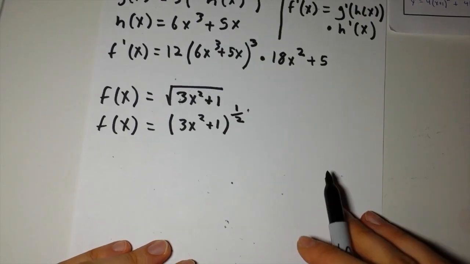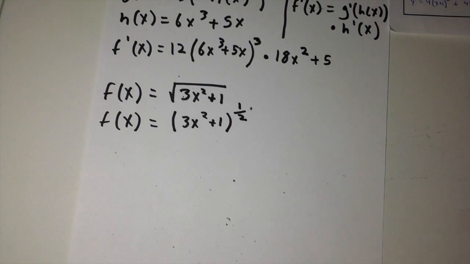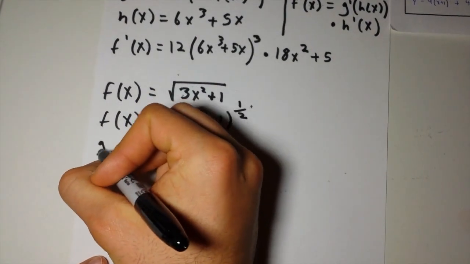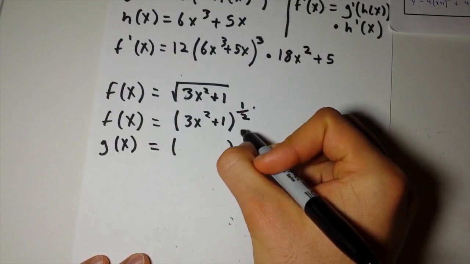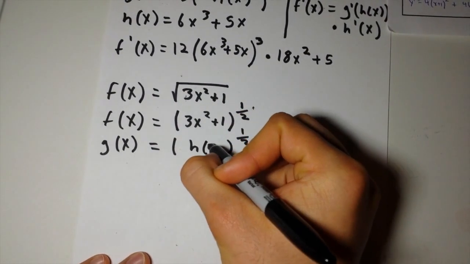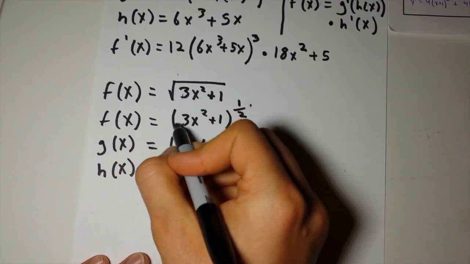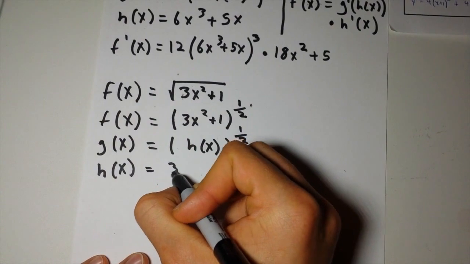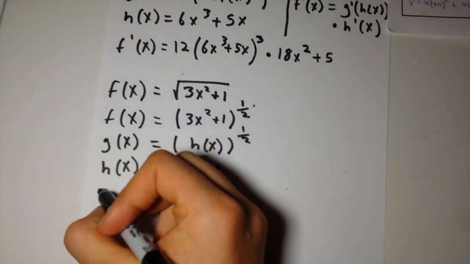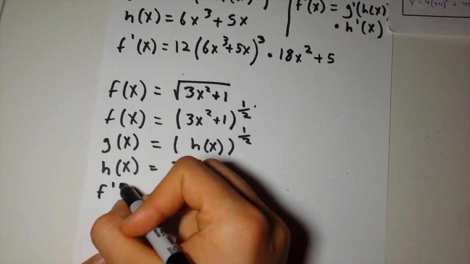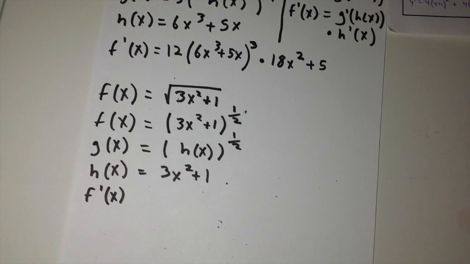And this makes it a lot easier to look at and a lot easier to use our chain rule on. So we can start by identifying our g of x, which is going to be these brackets, and the 1/2 on the outside with an h of x in here. And we can identify our h of x, which we know is going to be this inner quadratic, 3x squared plus 1. Awesome. So now we can try and take our f prime. So our f prime of x is right there.